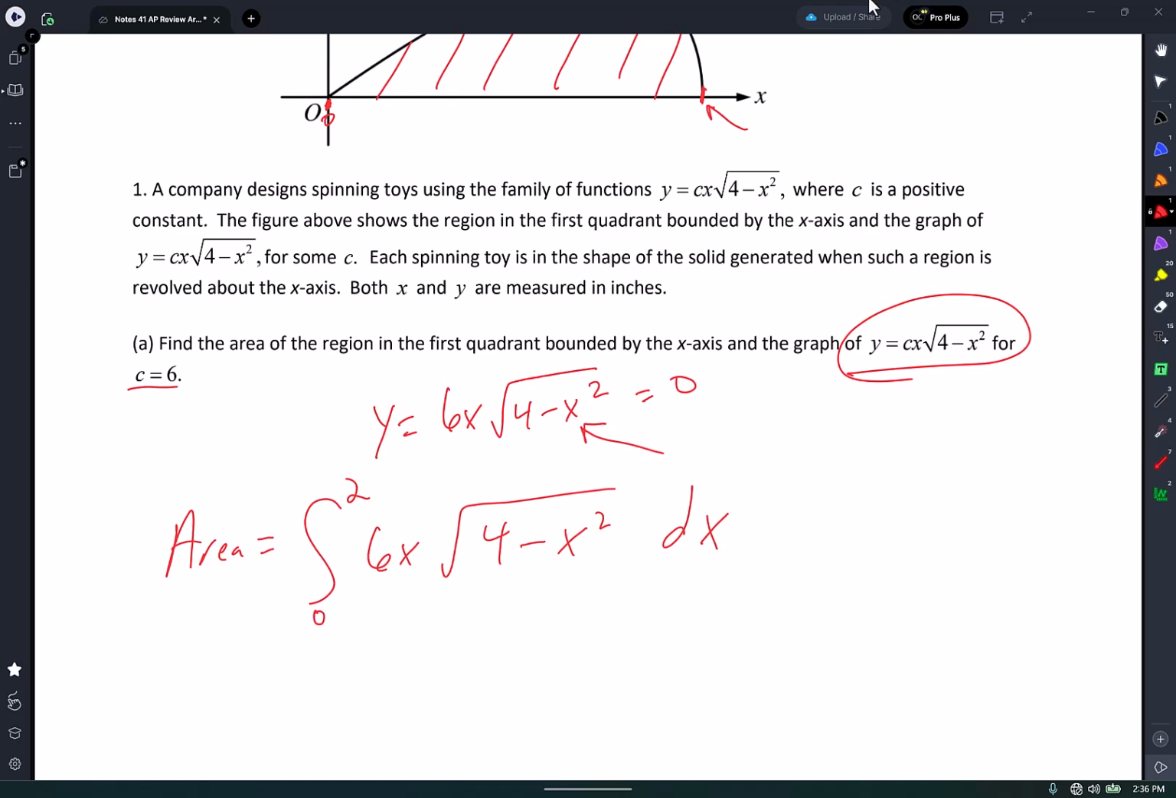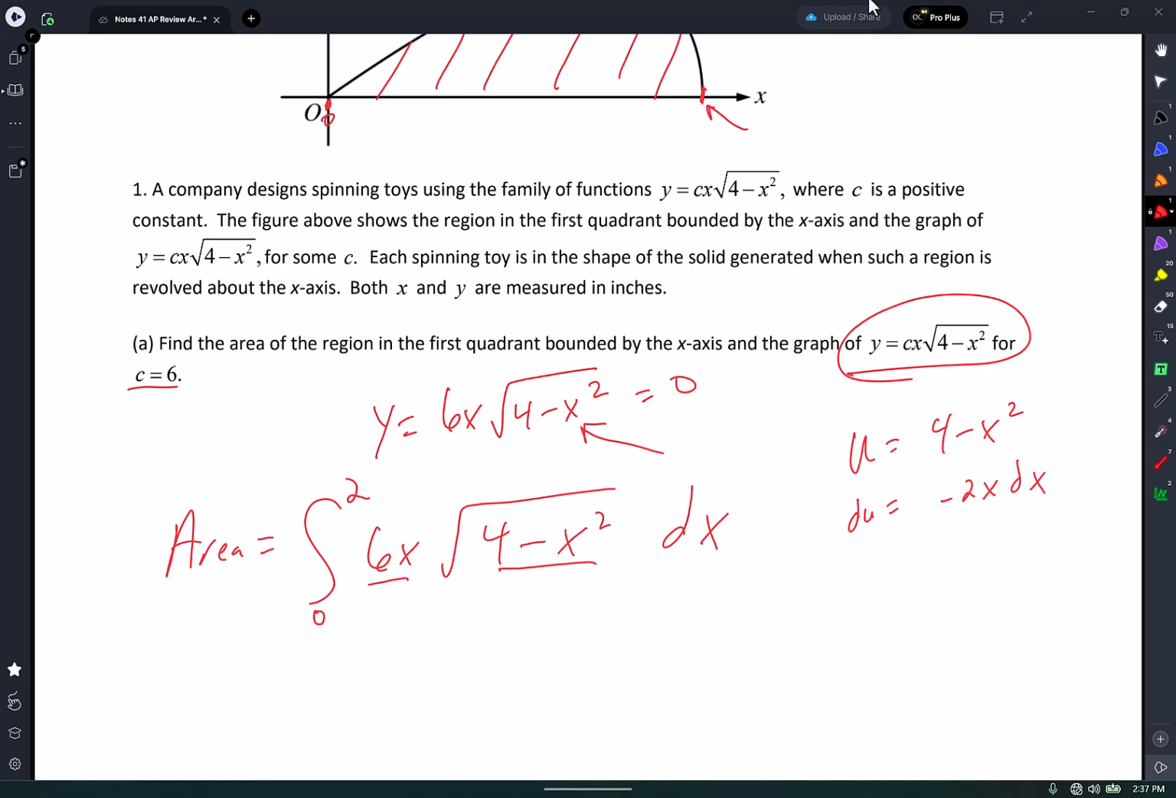Using all the tools at your disposal. I need to integrate this. How am I going to integrate? What do you notice? What am I going to use? USA. Good job, Morales. U equals 4 minus x squared because du is going to be negative 2x dx. Guys, we got to recognize that. If not, you're just going to be staring at a paper for 10 minutes.